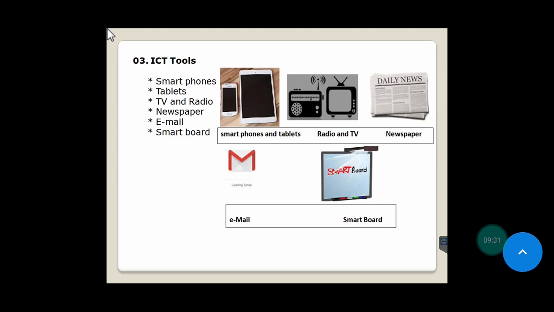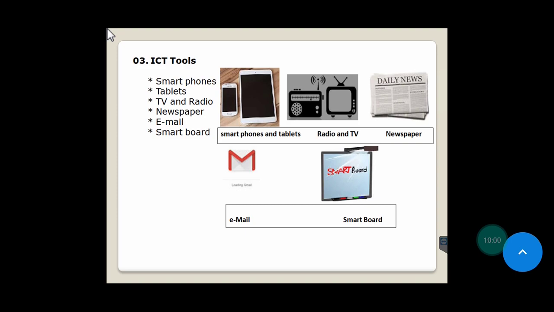Next one is newspaper. Newspaper is another most important ICT tool. It plays a great role in keeping us up to date about all over the world. It is a cheap source of information and many of us read them on a regular basis. Even students, we can develop our general knowledge as well as language and vocabulary.